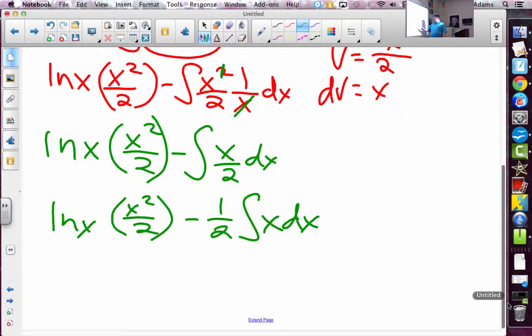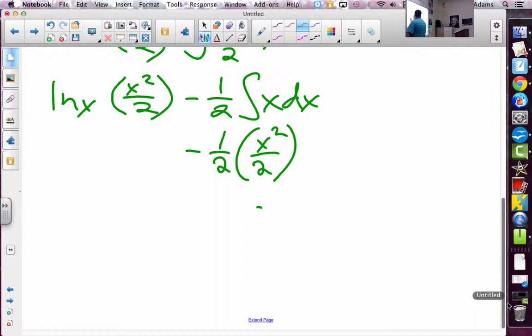So now when I take the antiderivative of this, I've got 1/2. The antiderivative of x we already know is going to be x squared over 2, right? And then all this stuff stays the same. So I've got the natural log of x times x squared over 2. Boom.